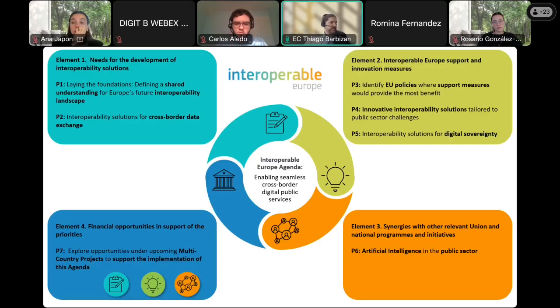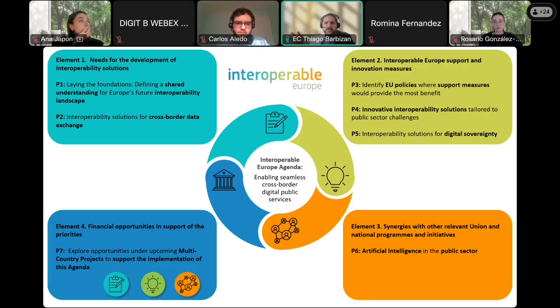So as I said before, the agenda is structured on the different elements provided by Article 19. And here you have element 1, that is looking to the needs for development of interoperability solutions. And we have two priorities. One, looking into laying the foundations for a shared understanding about the future of Europe's interoperability landscape. Priority 2 is looking into solutions for cross-border data exchange.